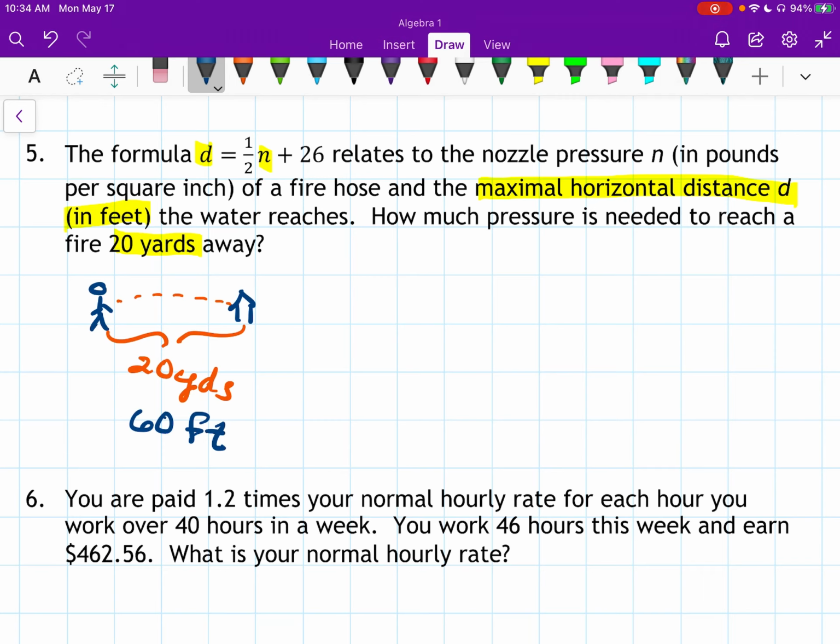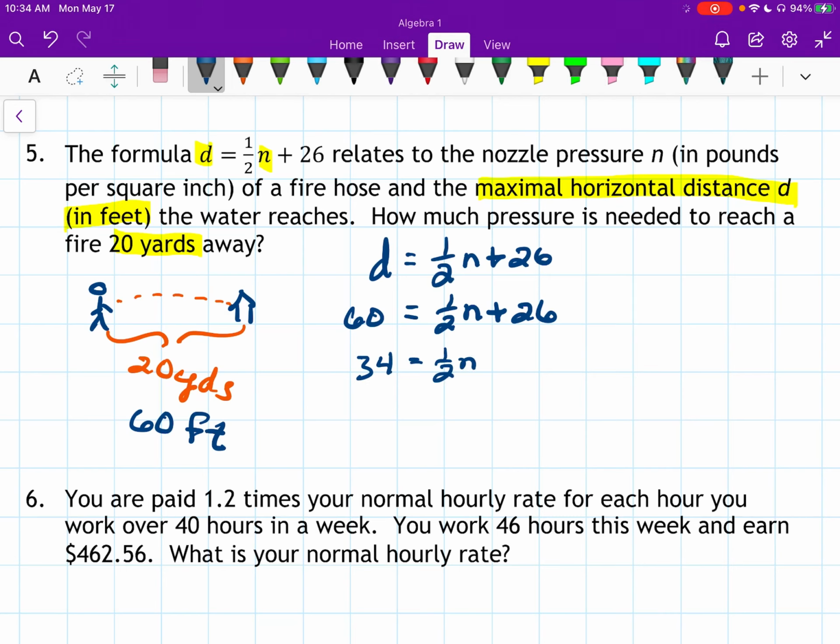Now that I've got it in feet, I can plug into my formula. What I'm going to do is plug in for distance. So really I have D equals 1/2 N plus 26. I'm going to plug in for D. So I'm going to say 60 equals 1/2 N plus 26. And now I'm going to solve to get my pressure. So starting off, I'm going to subtract 26. So I'm going to say 60 minus 26. That gives me 34.